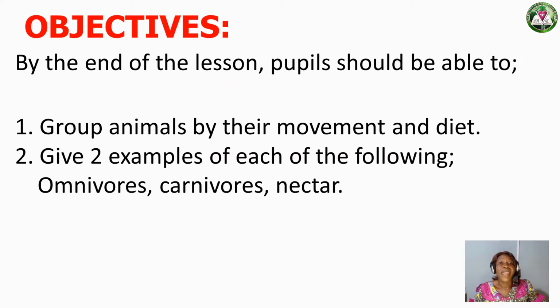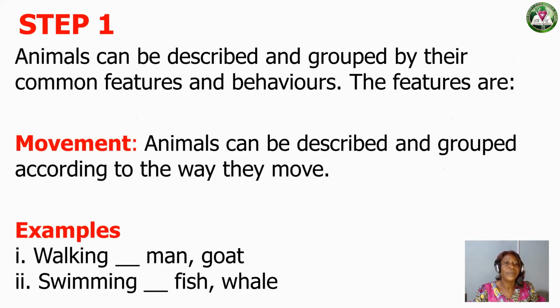Objectives. By the end of this lesson, pupils should be able to: number 1, group animals by their movements and diet. Number 2, give 2 examples of each of the following: omnivores, carnivores, and nectar feeders.